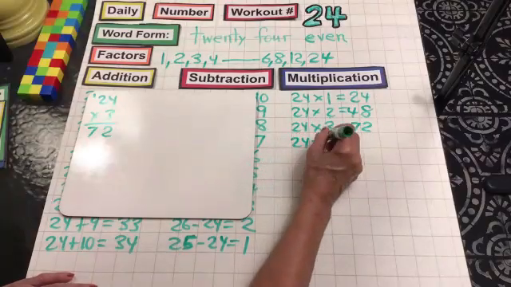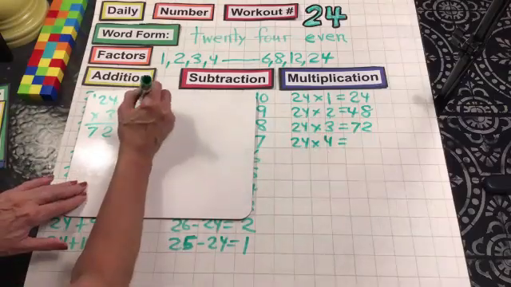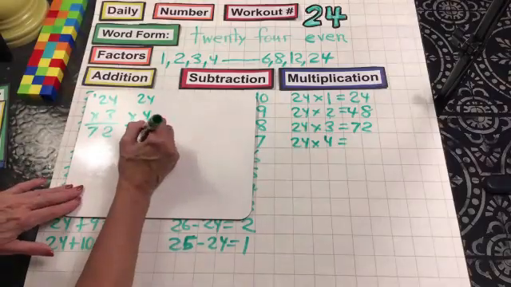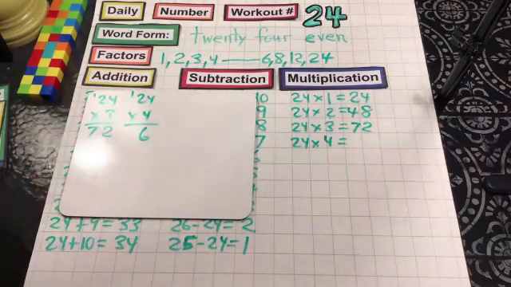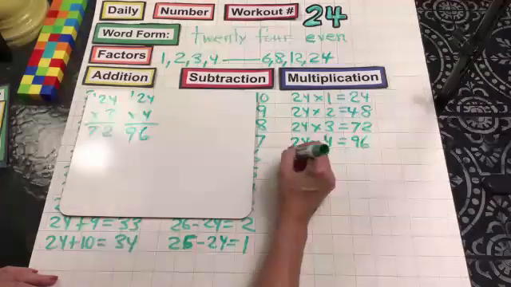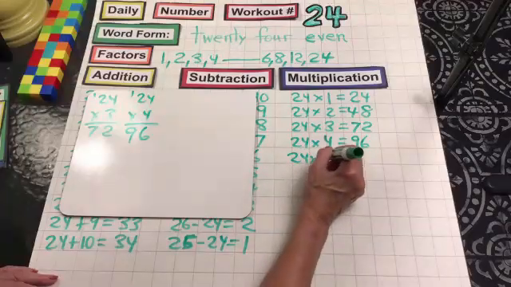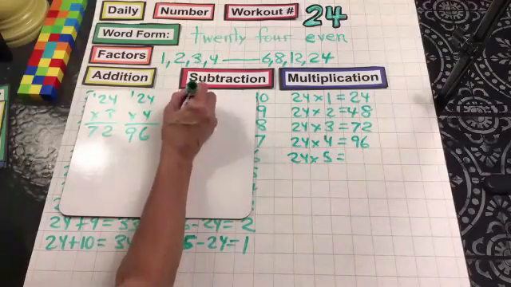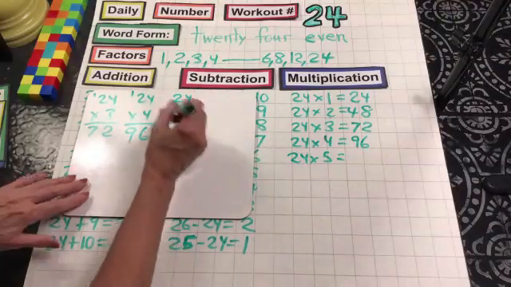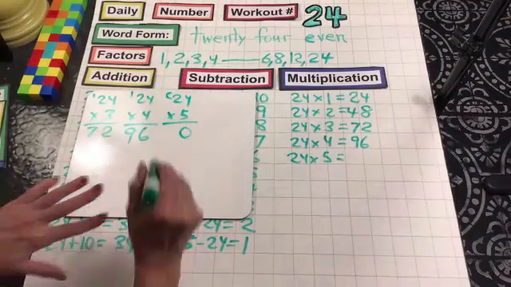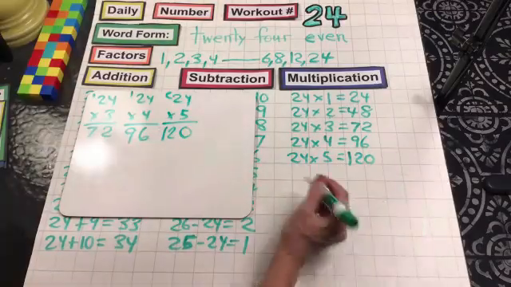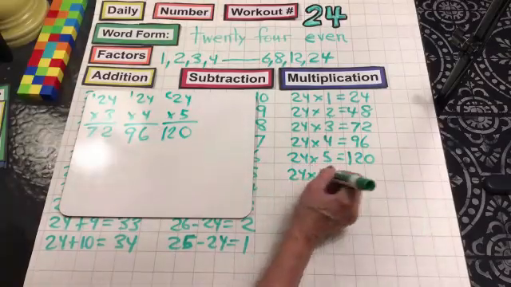24 times 4. 4 times 4 is 16. Drop the 6, carry the 1. 4 times 2 is 8, plus 1 is 9. 96. 24 times 5. 5 times 4 is 20. Drop the 0, carry the 2. 5 times 2 is 10, plus 2 is 12. 120. Next is 24 times 6.